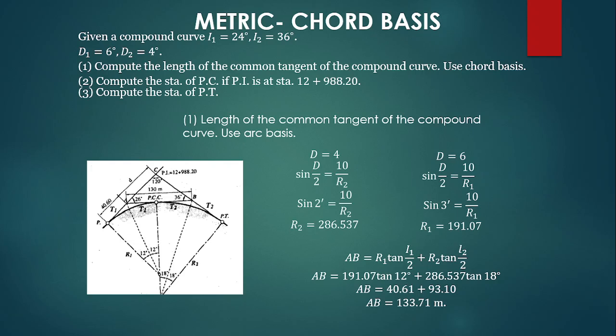Ganun din naman po sa chord basis. Ay, arc basis. Chord basis na po to. Typo lang dito sa number 1. Since pares naman ng given po yung ginamit ko, ang pinagkaiba lang is yung measurement. I had used the formula sine of D over 2 is equals to 10 over either R1 or R2. So, R1 ko po ay 191.07 and ang R2 ko ay 286.537. Para lang din po yung ginamit ko in finding AB. Hindi naman pala nagbabago yun, and it will result to same value, 133.71 meters.